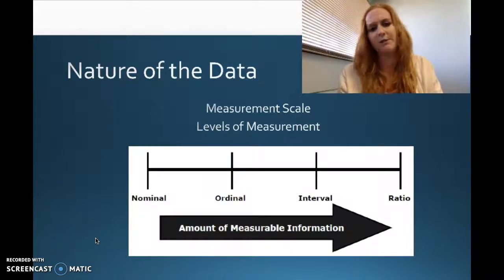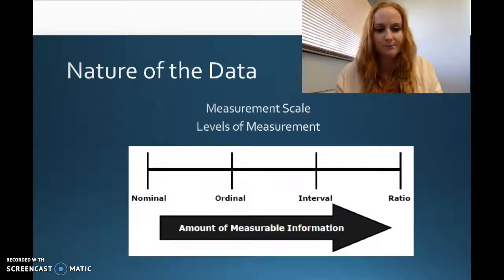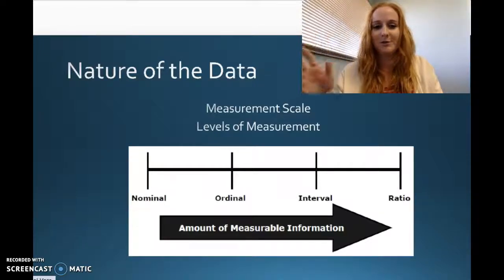We use all these levels of measurement in social science research. So let's actually get into the nature of the data. So I'll see you for part 2, where we get into nominal, ordinal, interval, and ratio data in a little more detail. I'll see you then.